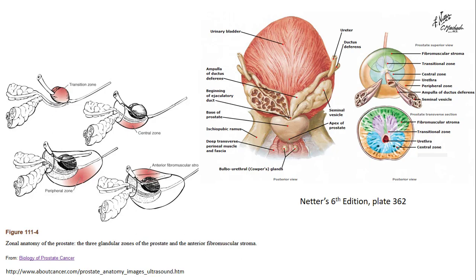And then the anterior fibromuscular stroma is the anterior portion. There it is. I lost my cursor again. And there it is right there in the front. So these are some great views of the prostate. You can see each individual portion and see how it kind of relates to one another.